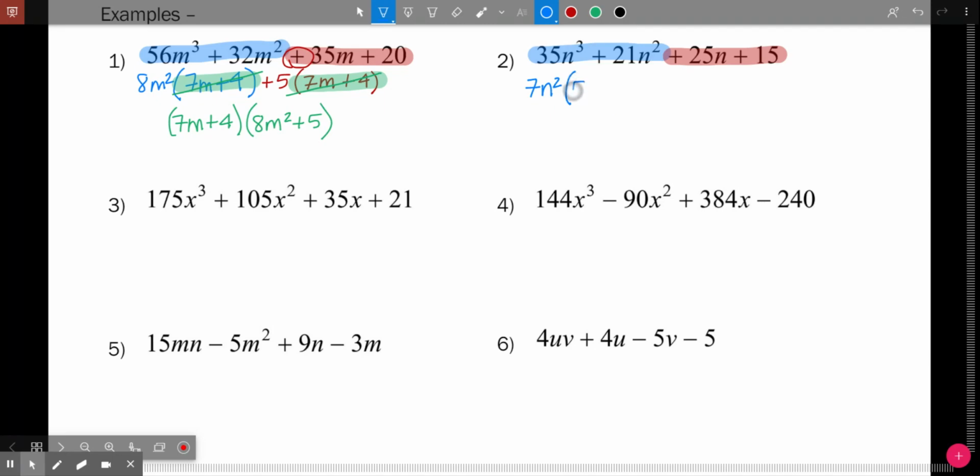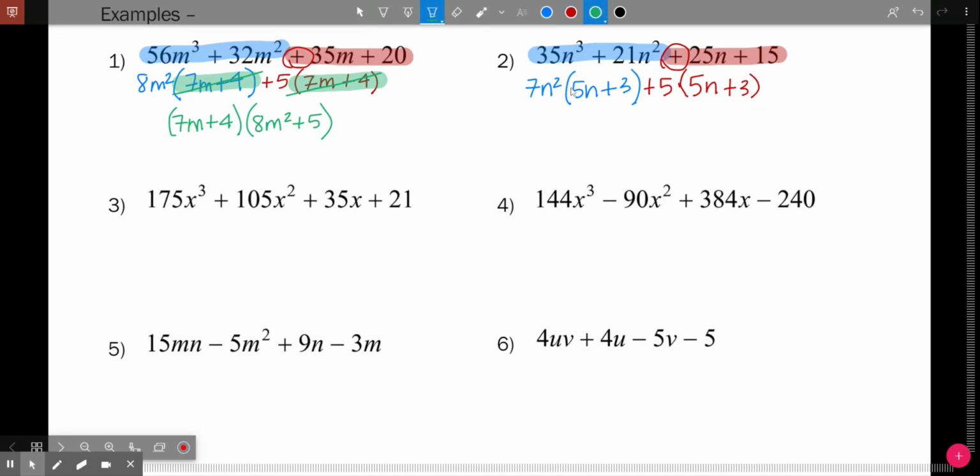35 divided by 7 is 5. N cubed divided by n squared is n. 21 divided by 7 is 3. And n squared divided by n squared is 1. Between 25 and 15, I have a 5 in common, and I always use the sign in the middle. So plus 5 times 25 divided by 5 is 5. There's nothing to divide the n, and 15 divided by 5 is plus 3.